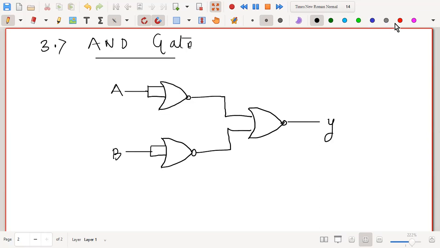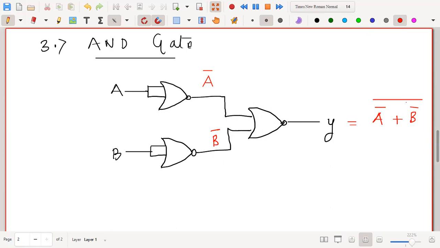So in fact, we can choose different color here. So the output of this one would be nothing but A complement, and the output of this one is, sorry, it should be your B complement. Now A complement, B complement is the input to this NOR gate. So the output would be A complement or B complement, the whole complement, because this is the NOR gate, isn't it? Now A complement plus B complement, the whole complement.